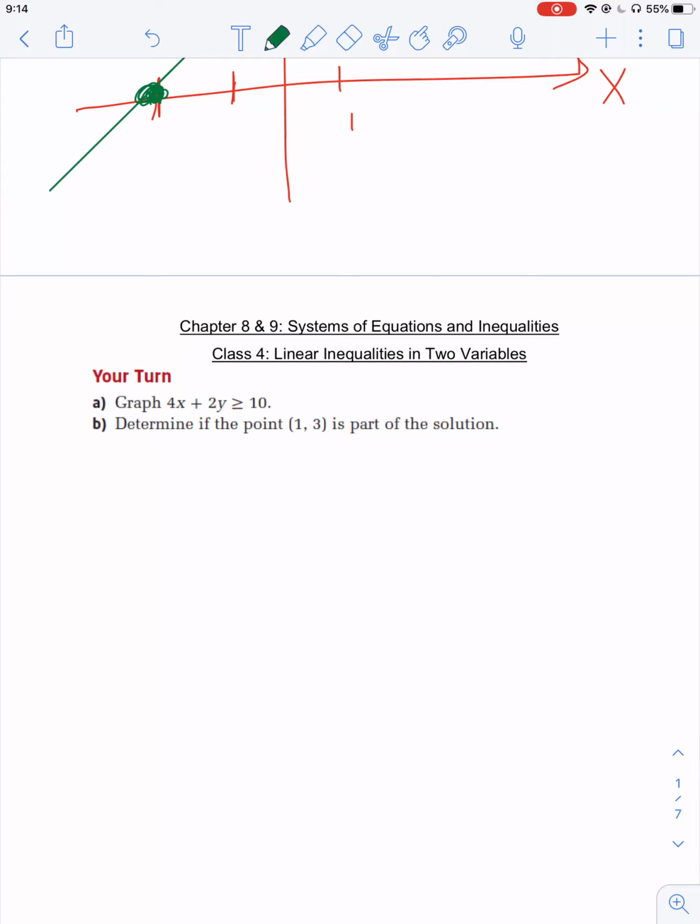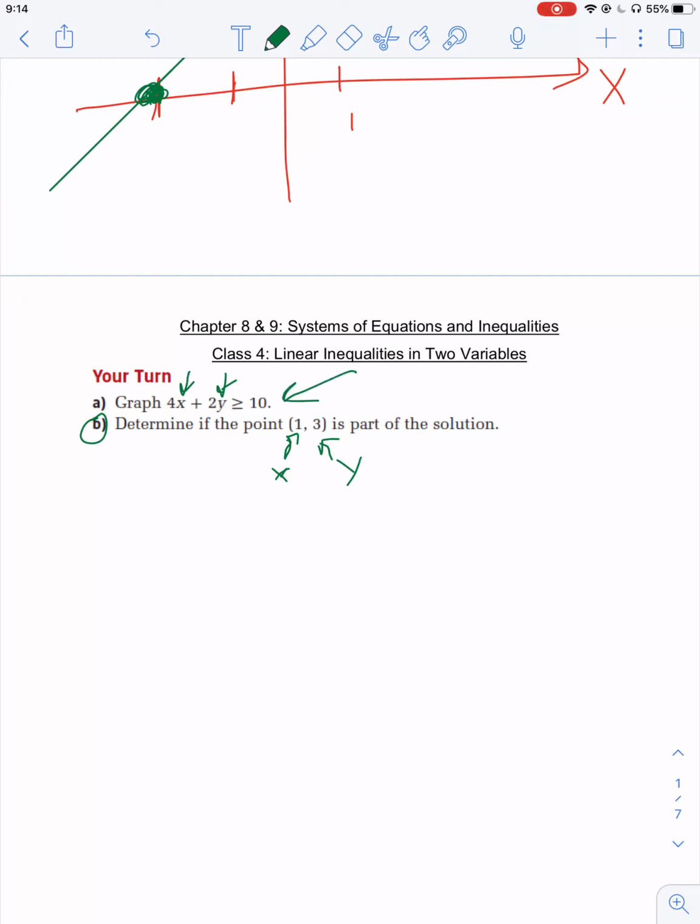But before I do that, let's answer part B, because part B is a question that can easily be answered. They're asking you to determine if the point (1, 3) is part of the solution. So how do you determine that? Just replace your x value by 1 and your y value by 3, because this is your x and that's your y. So replace x by 1, y by 3, and see if it satisfies this inequality.